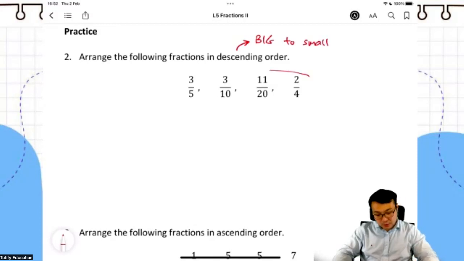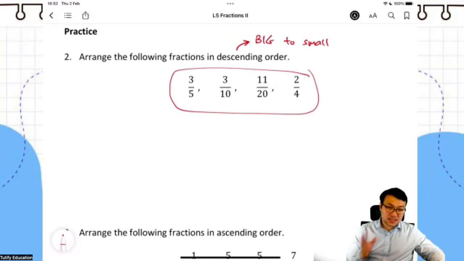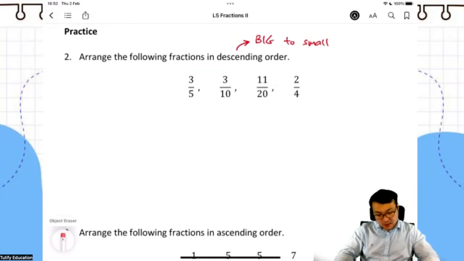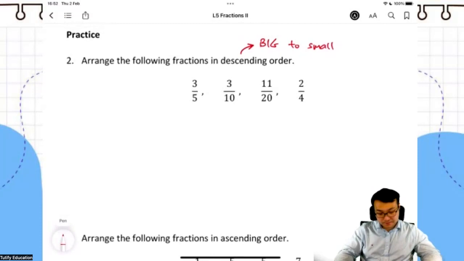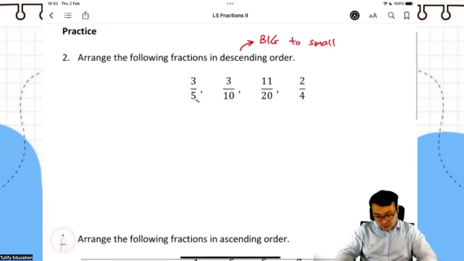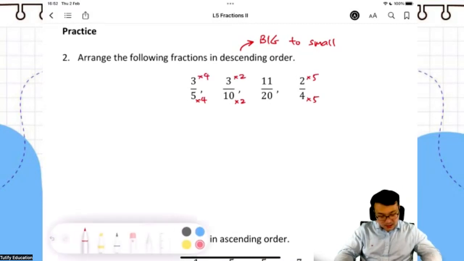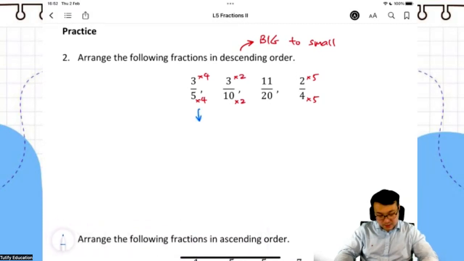So, Abby, when you look at these fractions, do you think it's easier for us to make the denominator the same or to make the numerator the same? Denominator. And what would you like it to be? 20. You times the 10 by 2, you times the 5 by 4, and you times the 4 by 5, and you leave the 20 the same. Yes, absolutely. So let's draw some arrows.